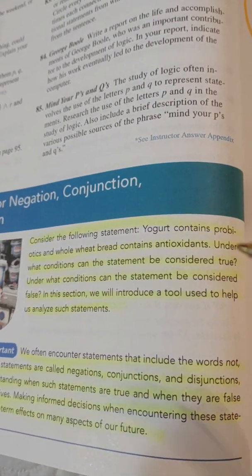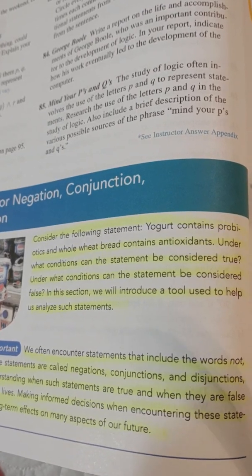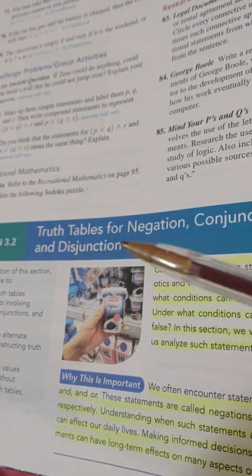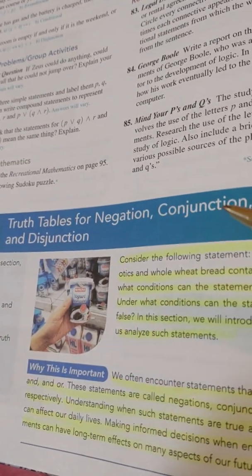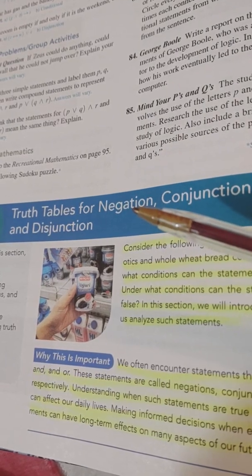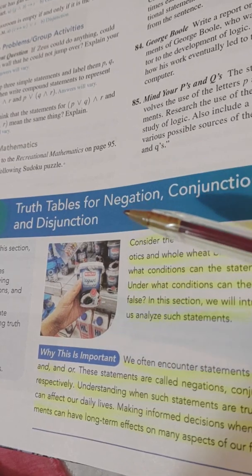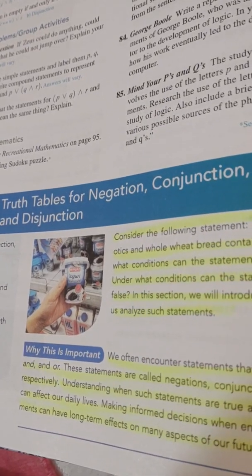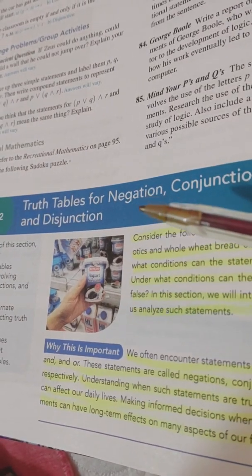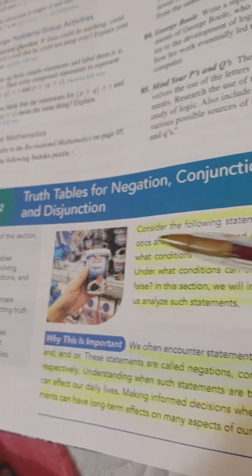Okay, this is MTB 1106, Chapter 3, Section 2, Part 1. This deals with truth tables for negation, conjunction, and disjunction. Make sure you understand that negation is when you change a statement from its original to its opposite, so to speak. Is to is not to is. Conjunction is and, and disjunction is or.